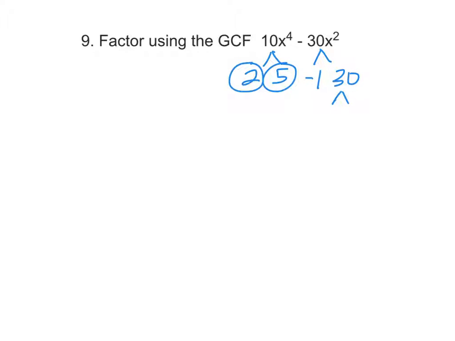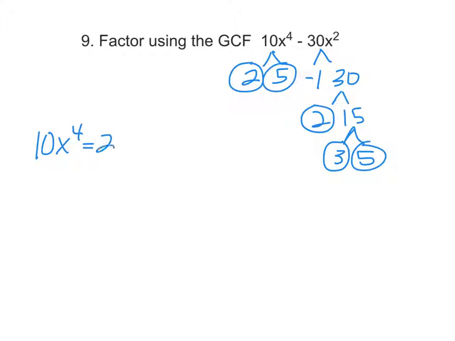30 I can break down into 2 and 15. Or you could have done 6 and 5 or 3 and 10. Does not matter. 2 is prime. 15 is not. 15 is the same thing as 3 times 5. Now, just like we did before, I'm going to take each one of those terms and write out the prime factorization.